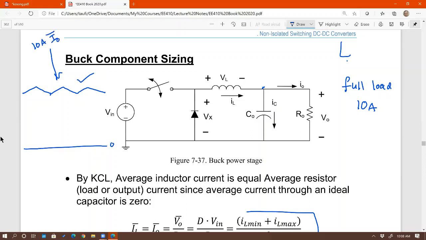Now, that means that the average of this triangle is also 10 amps, right? We just talked about it, right? IL average is equal to I out average. So if output average current is 10 amps, that means IL average is also 10 amps, right? And keep in mind that average is just the midpoint between the two critical points, between IL max and IL min.